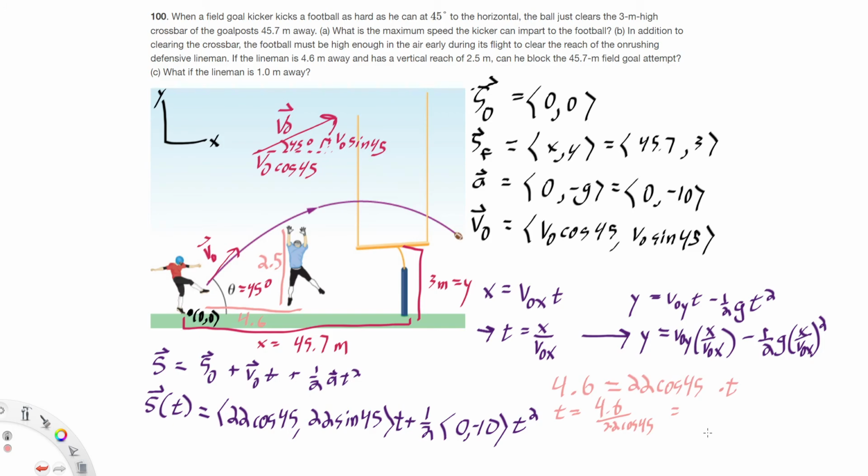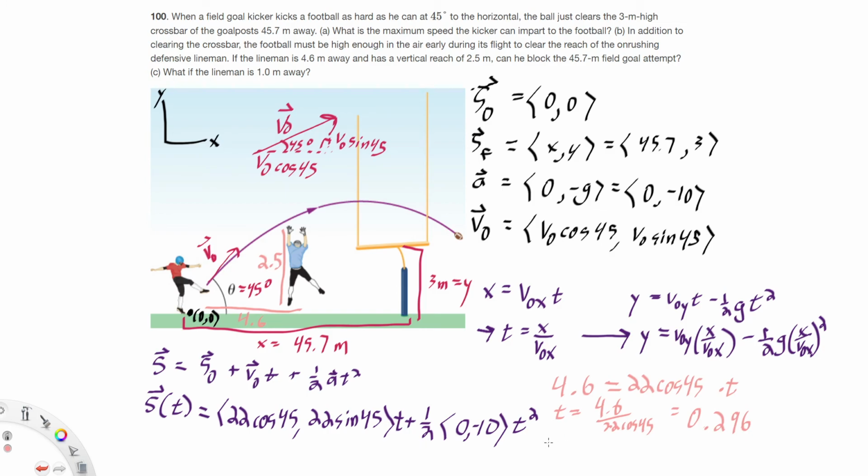All right, so 4.6 divided by 22 cosine 45, I get 0.296 seconds. Right, so it takes less than 1/3 of a second to reach the defender's position. What's the height of the ball at that amount of time?